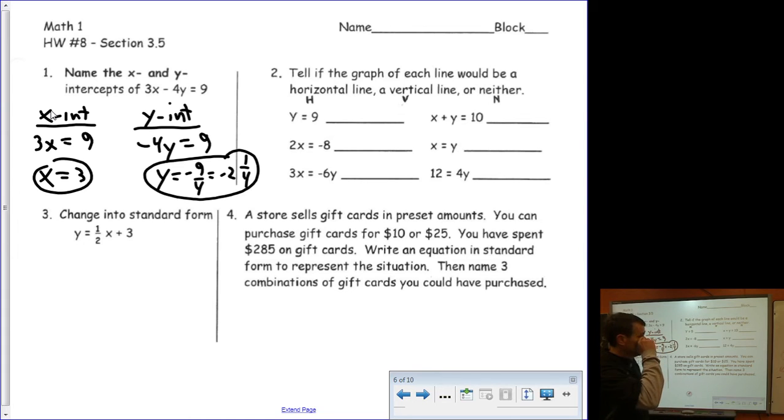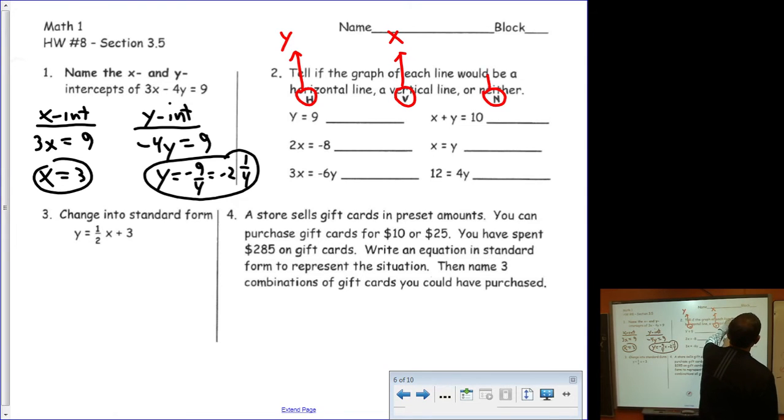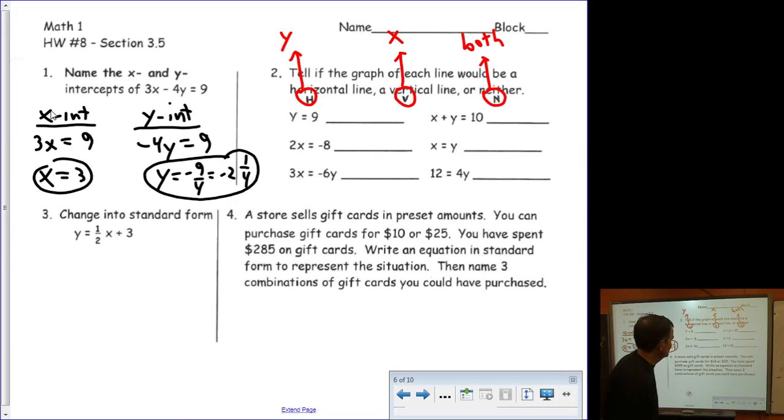Number 2, I'm supposed to tell if each line would be horizontal, vertical, or neither. A line is horizontal if it only has a y in it. A line is vertical if it only has an x in it. And a line is neither if it's got both in it. So, y equals 9 only has a y. That's going to be a horizontal line at 9.